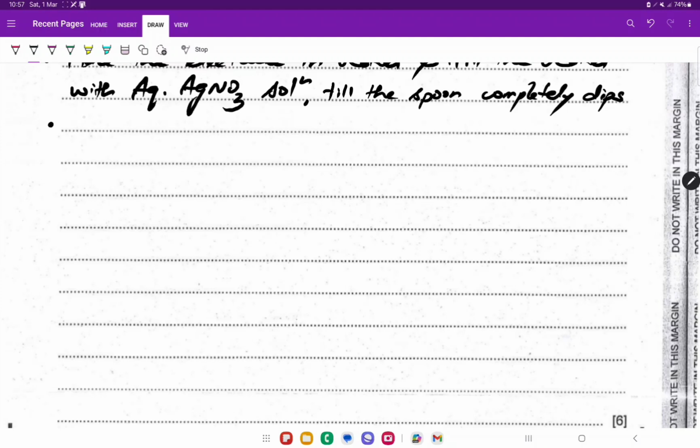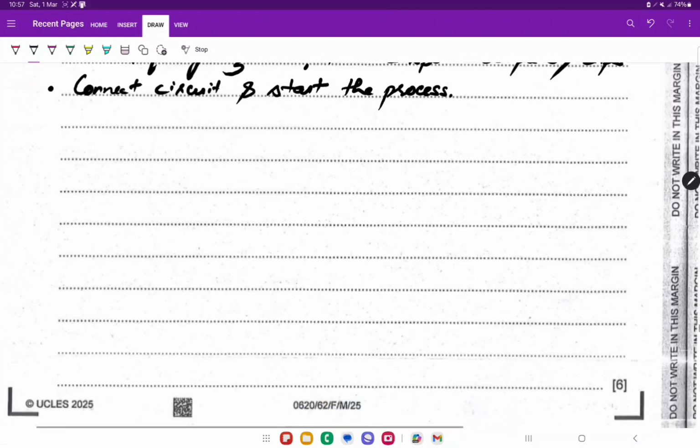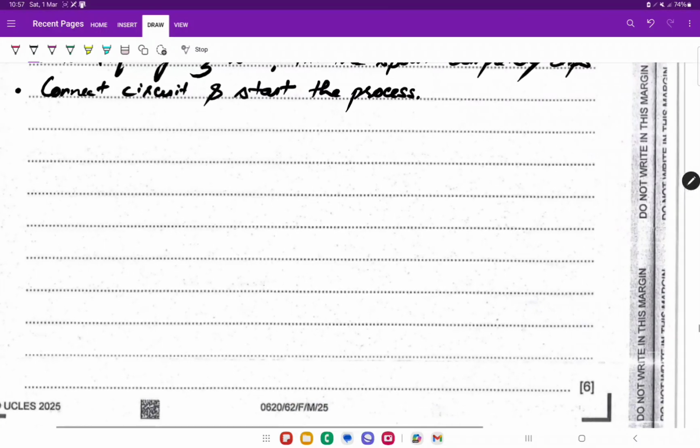Next, connect the circuit and start the process. We'll start the process for a specific time. Suppose it could be 15 minutes or half an hour. We'll keep the time constant, at X.